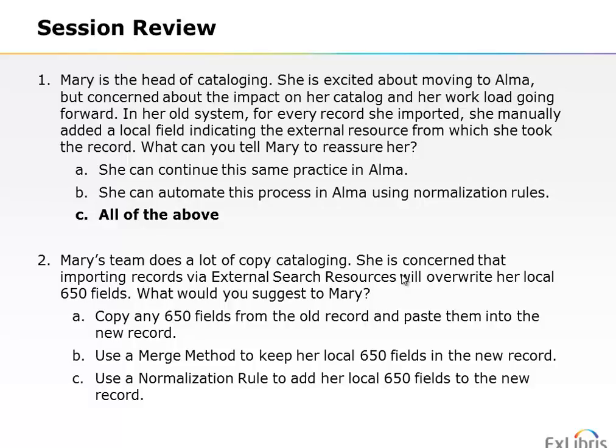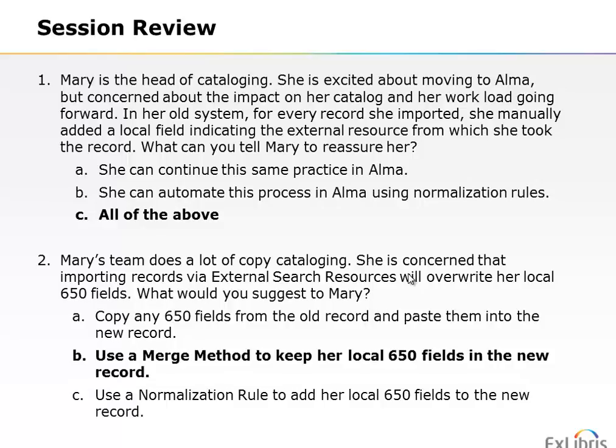A. Copy any 650 fields from the old record and paste them into the new record. B. Use a merge method to keep her local 650 fields in the new record. Or C. Use a normalization rule to add her local 650 fields to the new record. The correct answer to this question is B.